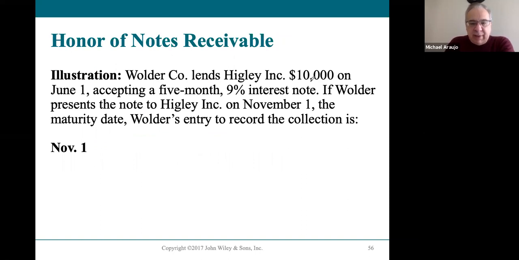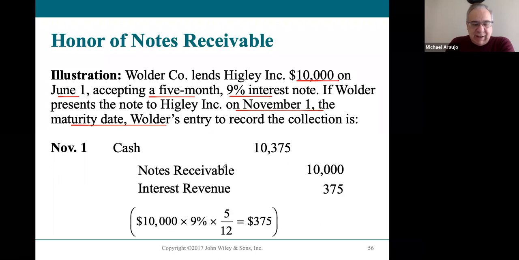Wolder lends Higley $10,000 on June the 1st. It's a 5-month note. It's pretty long. 9% is the annual interest rate. So on November the 1st, this note is going to be collected. So how much are they going to collect and how is it going to look on their books? Well, first of all, they're going to be collecting $10,375, right? That's the $10,000 note plus the $375 is the interest that they earn during that 5 months on the note.